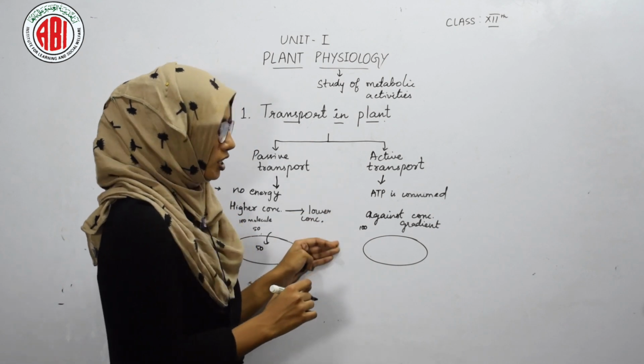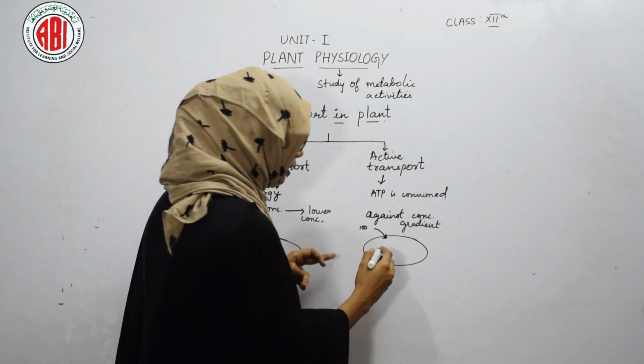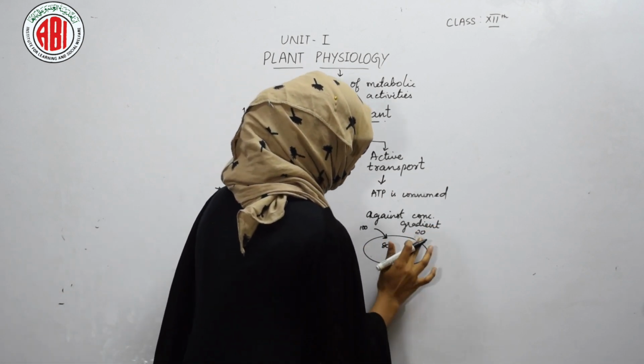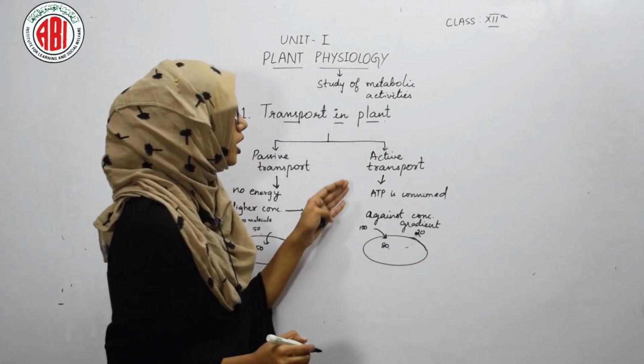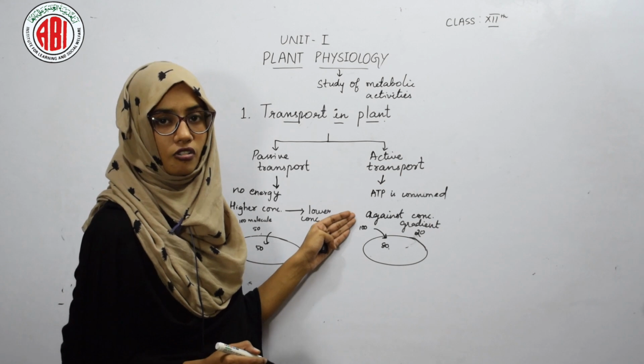So through active transport, where energy is required and it is against the concentration gradient, 80 molecules can go inside and 20 molecules will remain outside. So in this way, active transport is a process which is against the concentration gradient.